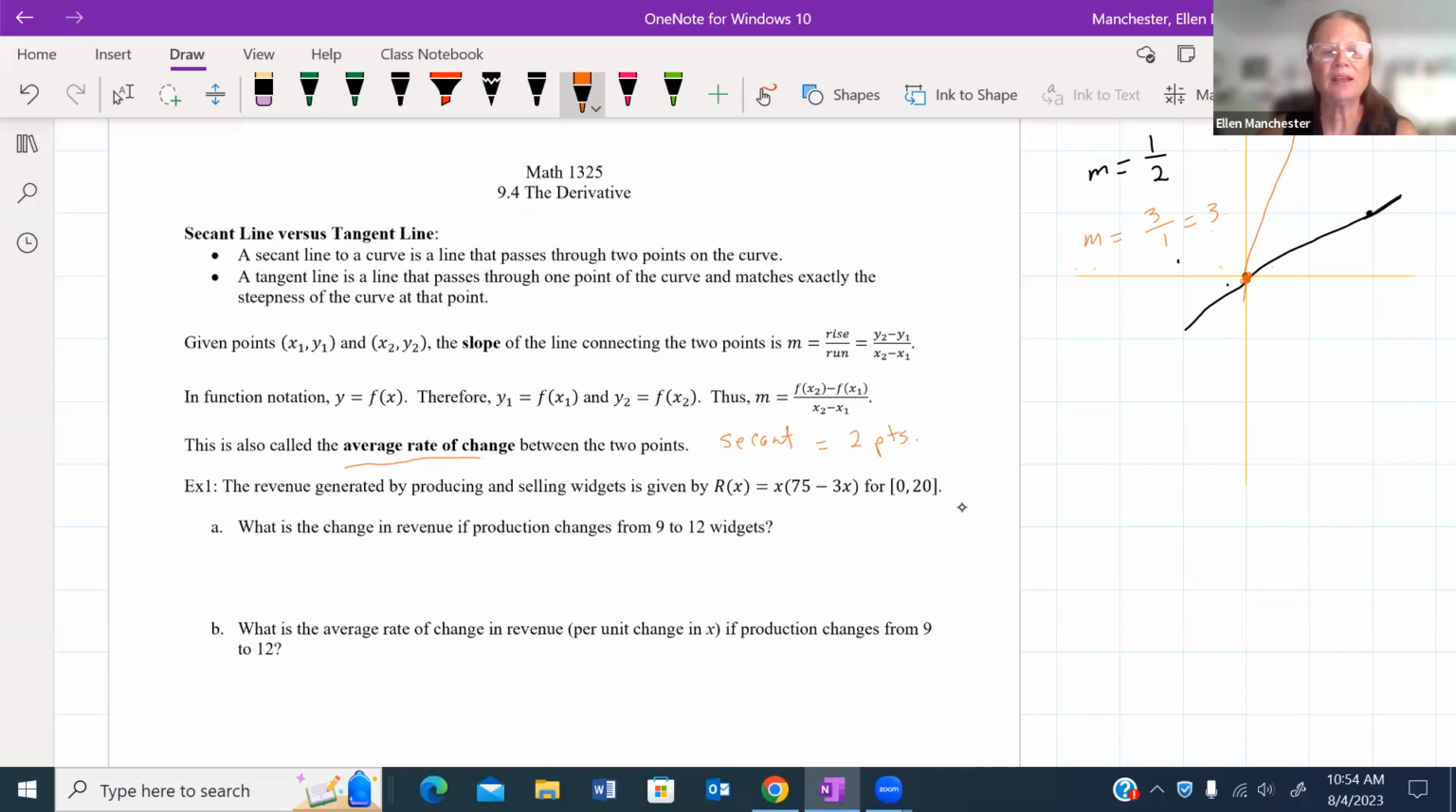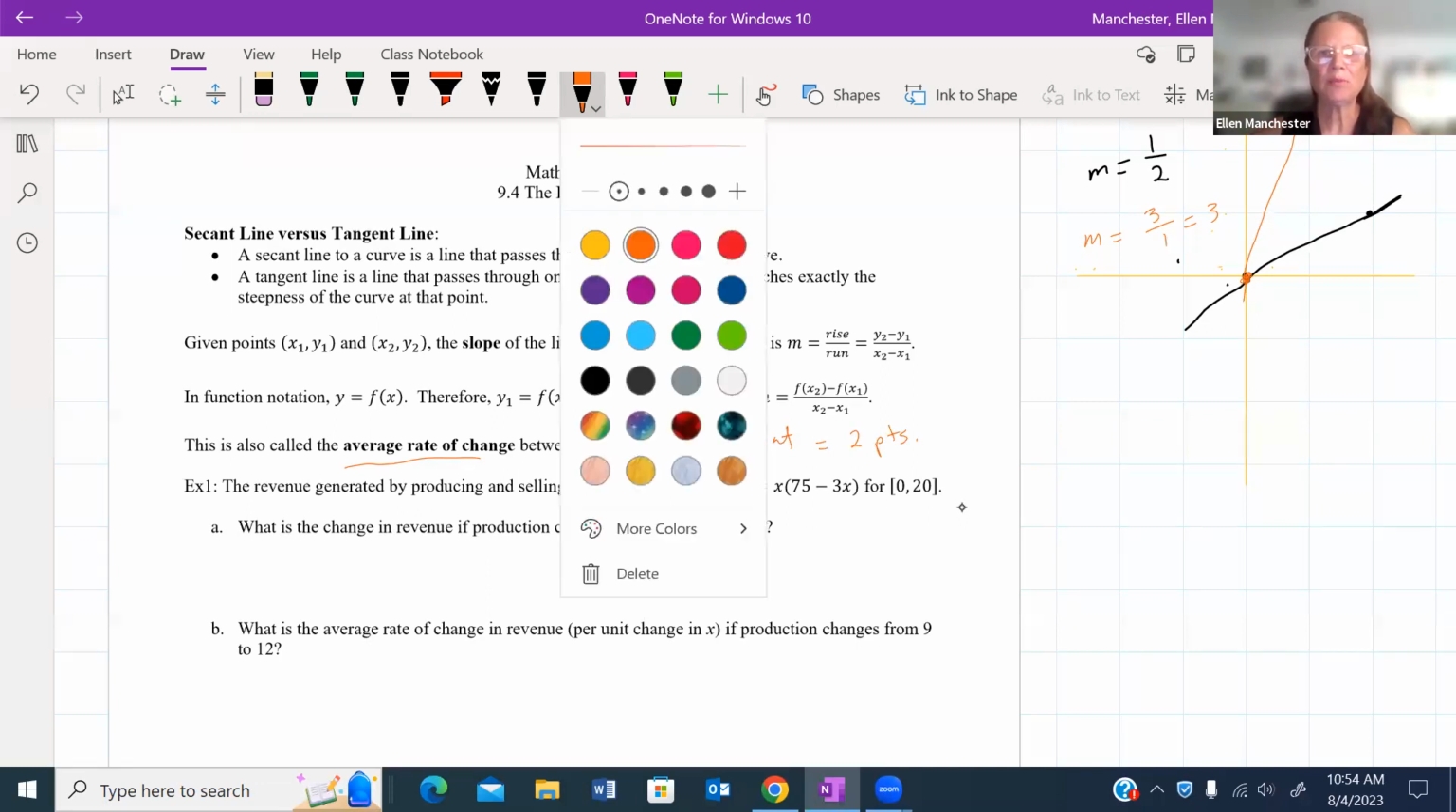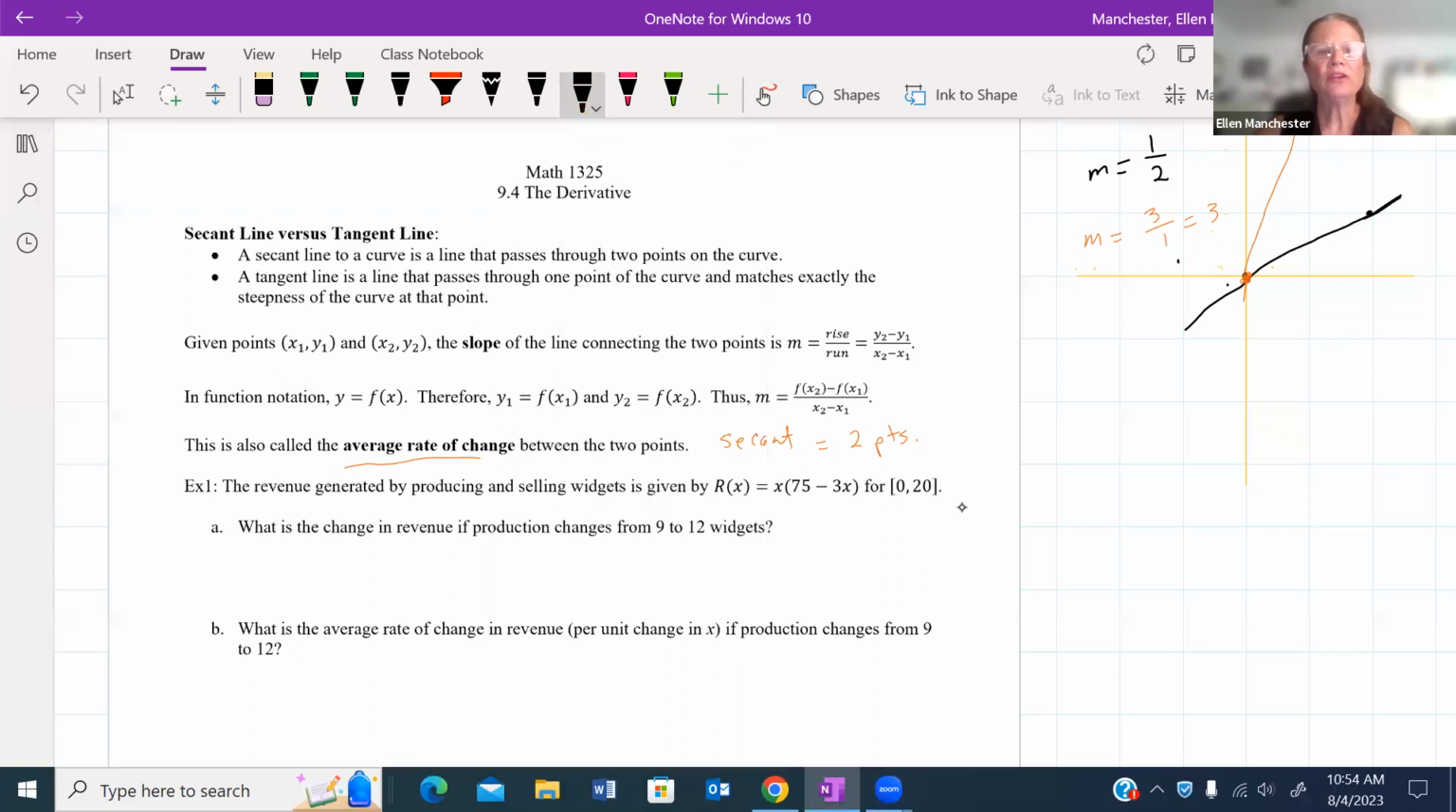So one way to get that is, here's example 1. Let me get back to my pen here. When you have revenue generated by producing and selling widgets, anything that you're selling, the revenue is capital R of x equals x times (75 minus 3x) for the points between 0 and 20. Remember, this is your interval notation. The brackets mean that it includes the 0 and the 20, so those are endpoints that are included. It's asking, what is the change in revenue if the production changes from 9 to 12 widgets?